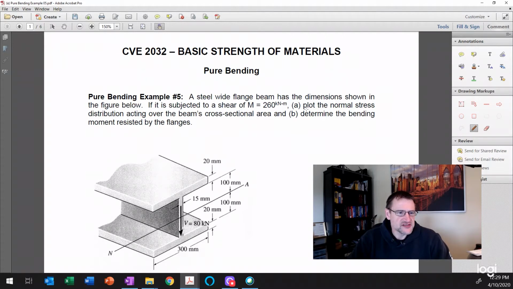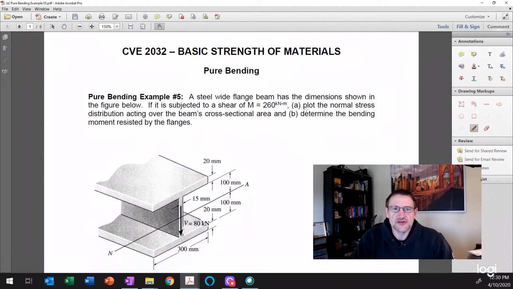A wide-flange beam has a dimension shown in the figure below. If it is subjected to a moment M of 260 kilonewton meters, part A, plot the normal stress distribution acting over the beam's cross-sectional area, and part B, determine the bending moment that's resisted by the flanges.